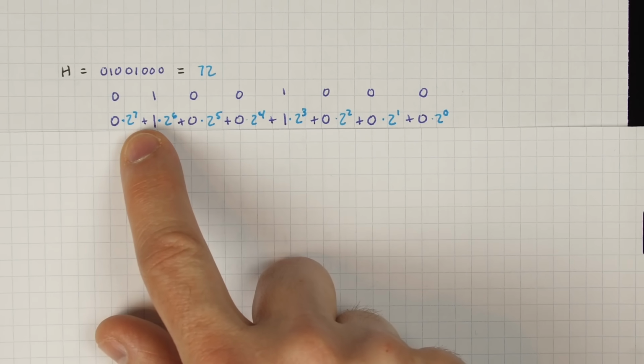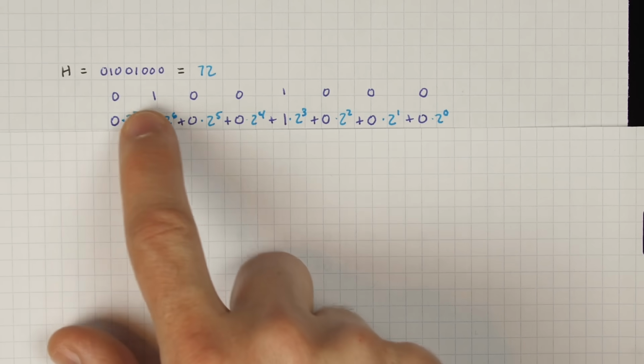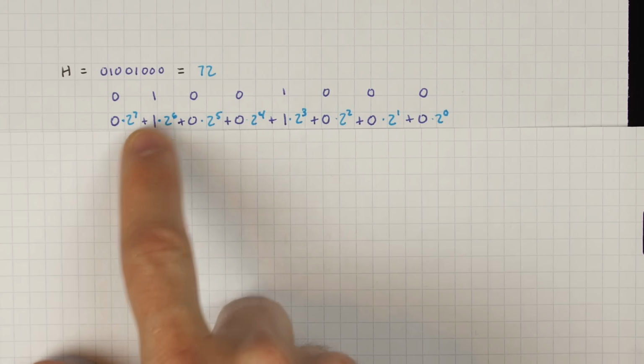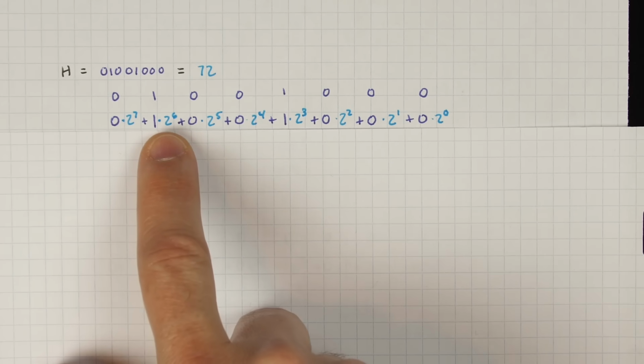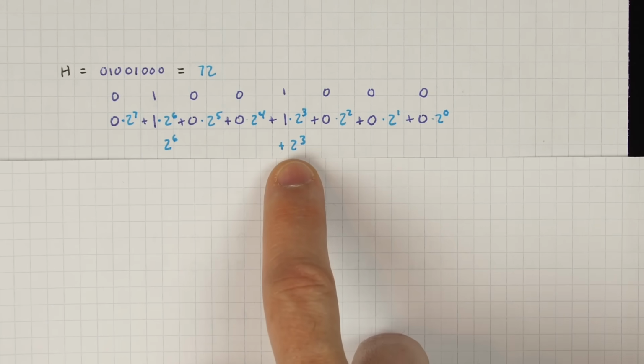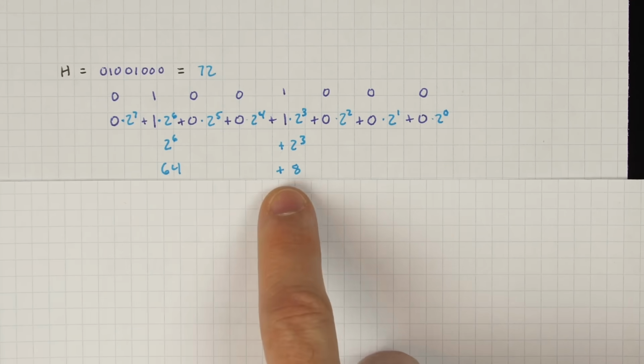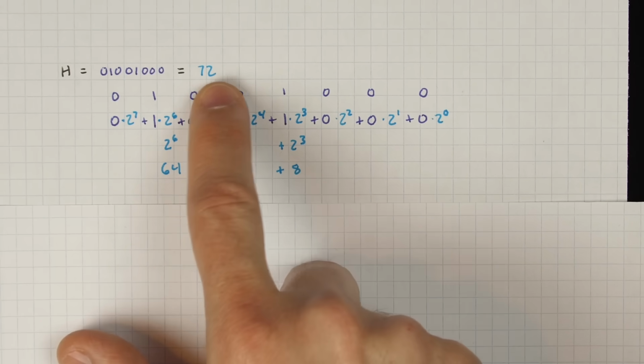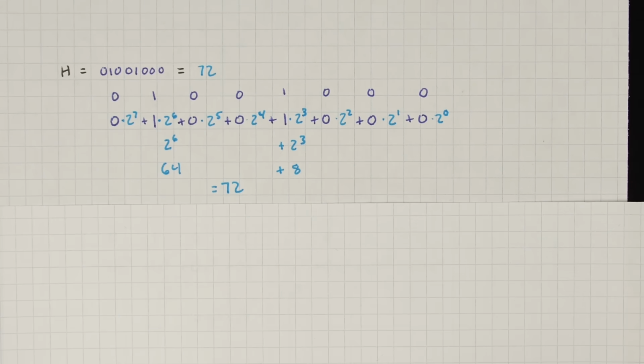And what we do is we multiply each of those powers of 2 by the bit value, whether it's a 0 or 1. In the case of 0, we essentially just ignore that term. In the case of 1, then we have 2 to the 6 plus 2 to the 3rd. 2 to the 6 is 64, 2 to the 3rd is 8, and if we add those together, we get 72. This is how binary numbers work.